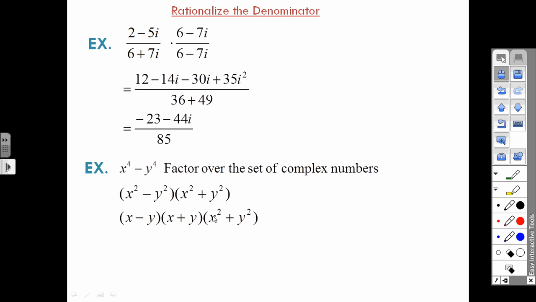But now that we have complex numbers, this can be factored even more into the complex conjugates of x minus yi and x plus yi. So that would be the complete factored form over the set of complex numbers.